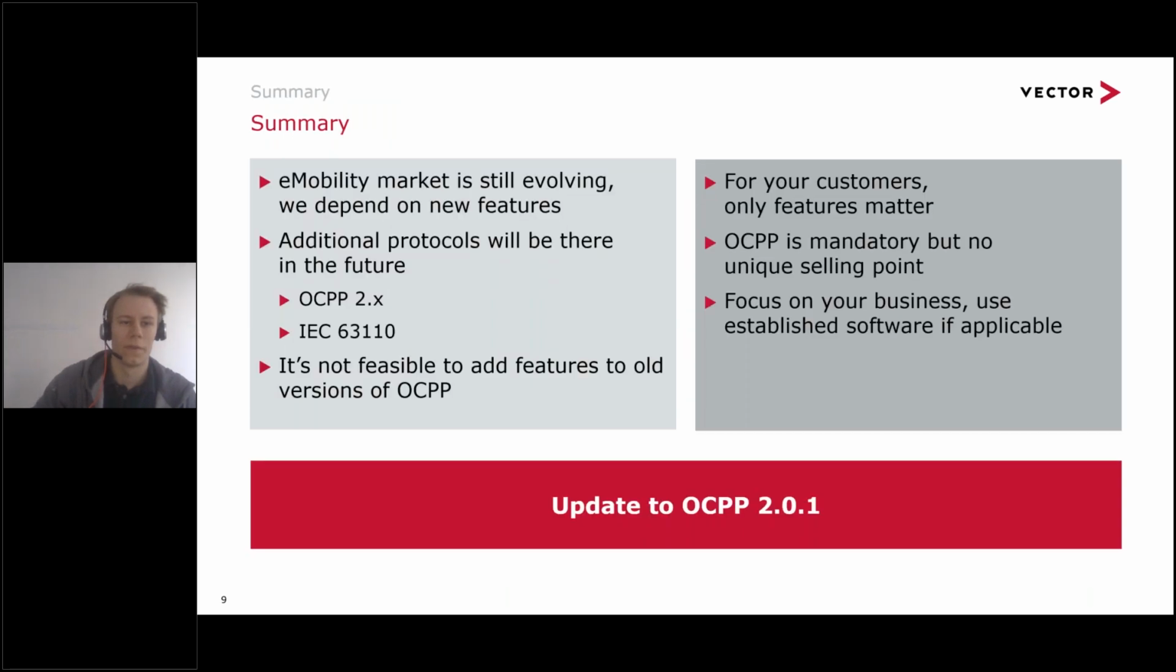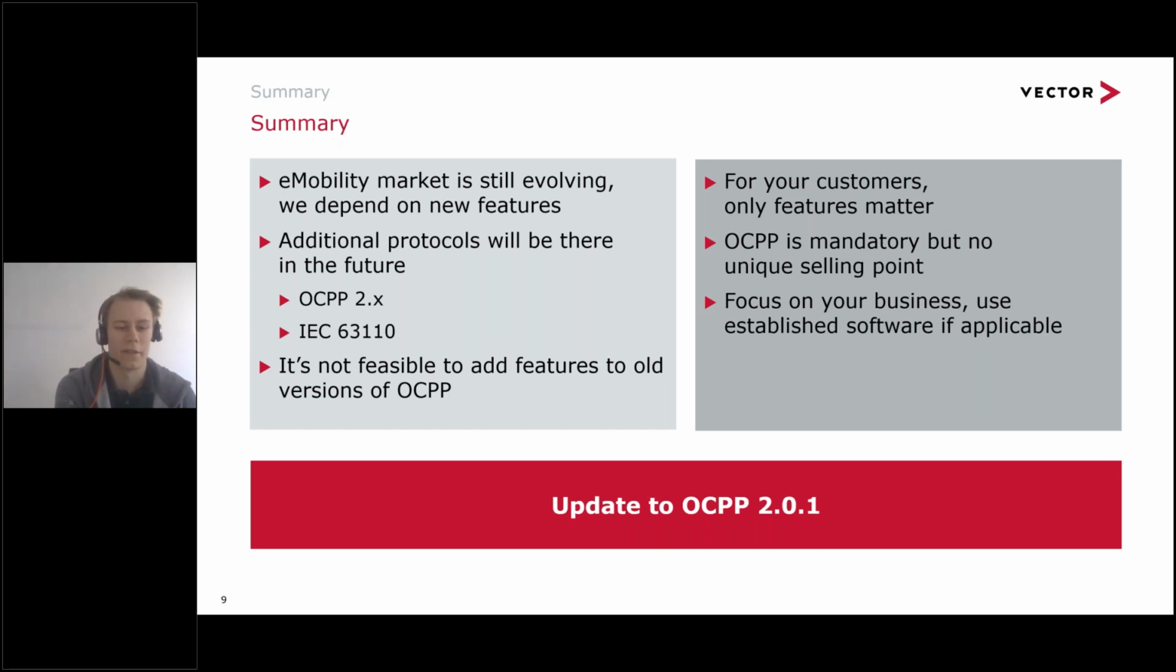So to sum all this up, we are seeing that the e-mobility market is still evolving, and there are lots of new and additional use cases coming up, not only today, but also in the future. We are also seeing that there will be additional protocols, not only OCPP, but also ISO 15118, which is coming up in a few years, and also additional OCPP versions. In our opinion, it's not feasible to only add new features to existing versions of OCPP.